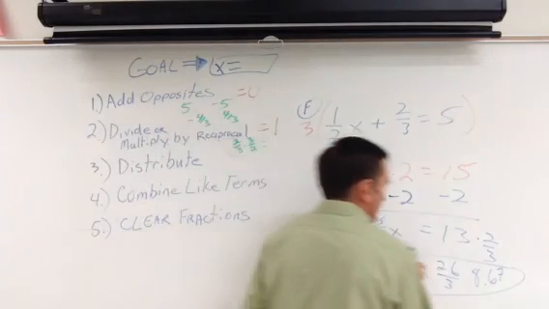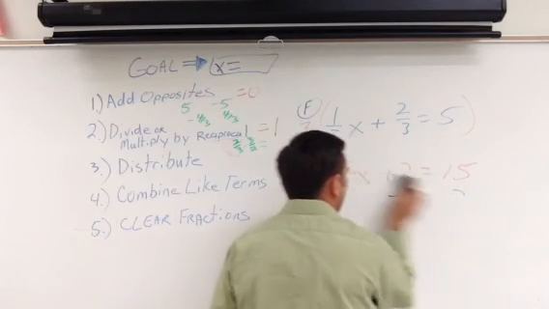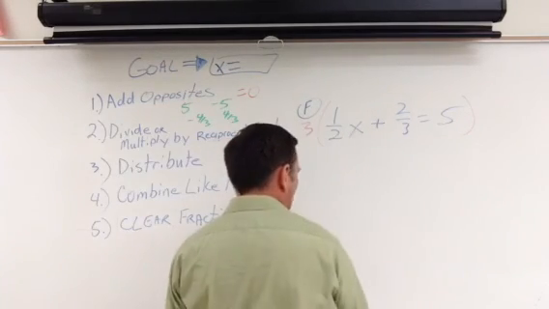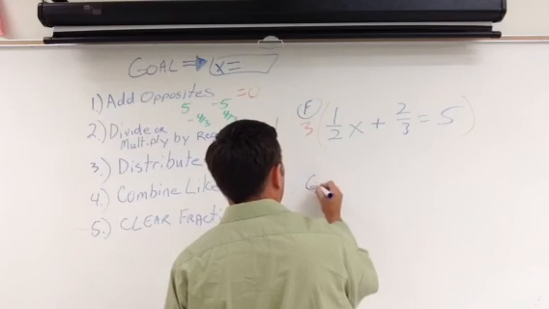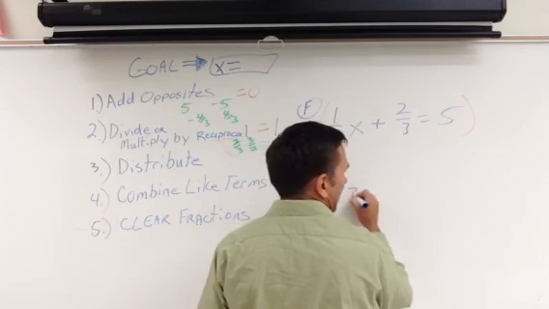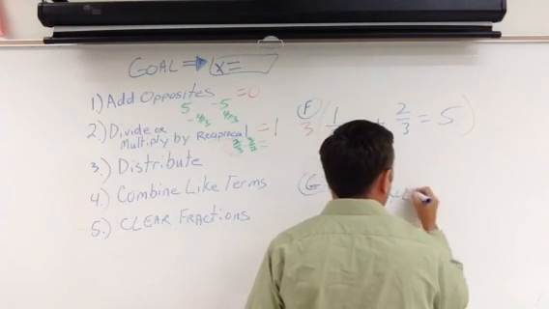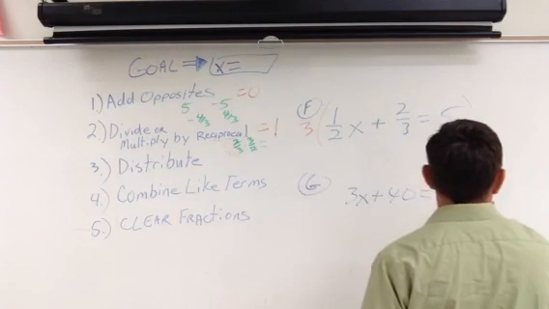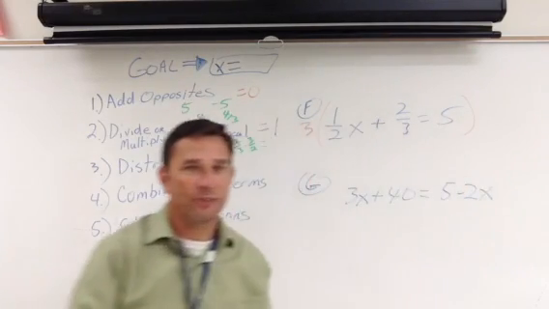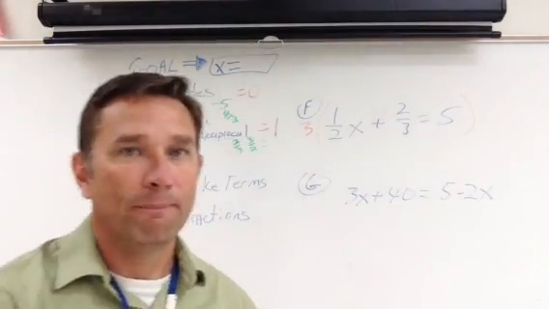Now you're due now. This is the problem I want you to do on your own and show me tomorrow. Here's problem G. 3x plus 40 equals 5 minus 2x. There's your problem. Good luck with it.